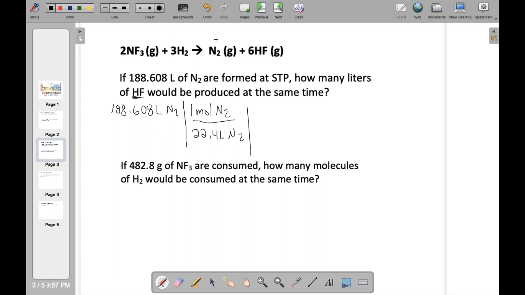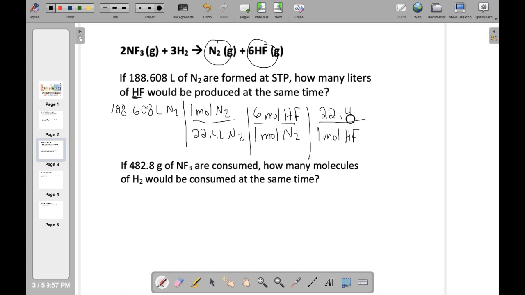Let's look at N2 and hydrogen fluoride. So 1 mole of N2 is equal to 6 moles of hydrogen fluoride. Now I want to go back to liters. 1 mole of hydrogen fluoride equals 22.4 liters.